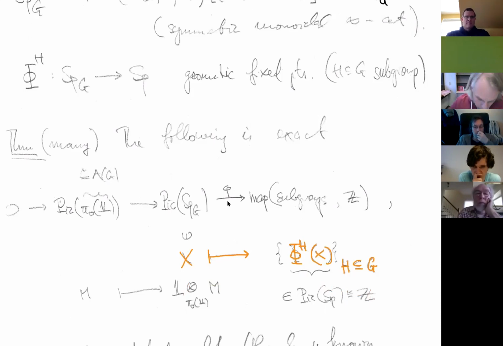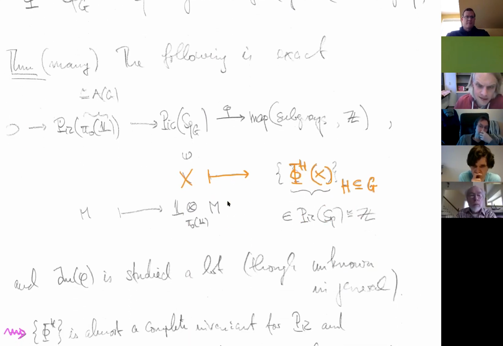Okay, now of course you want to know how good an invariant that is, and this is succinctly explained by the exactness of the sequence. So the Picard group, the first thing you can ask, how much information do you lose? What does it mean for an invertible spectrum that all your invariants are trivial on it? So this is to say, what is the kernel of phi?